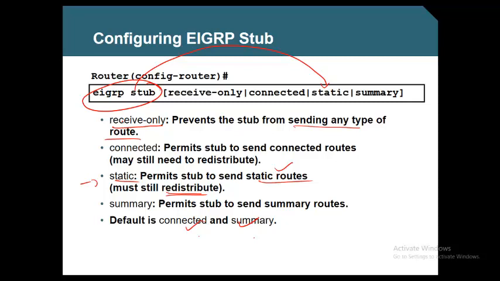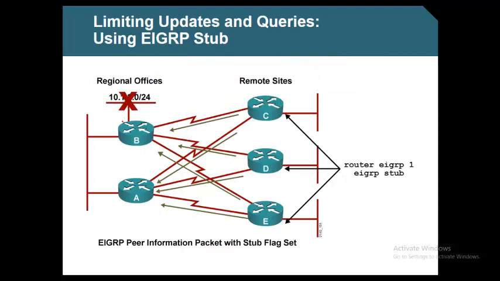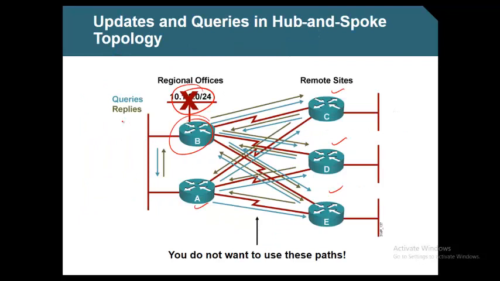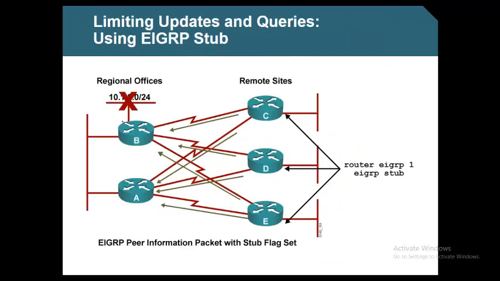Now, after configuring stub, you see there is no scribbling like this. Before stub, it was like this. But after stub, it is very neat. See, what is this arrow mark telling you? It tells that all three routers C, D, and E go to the hub router B and A and report themselves as a stub.